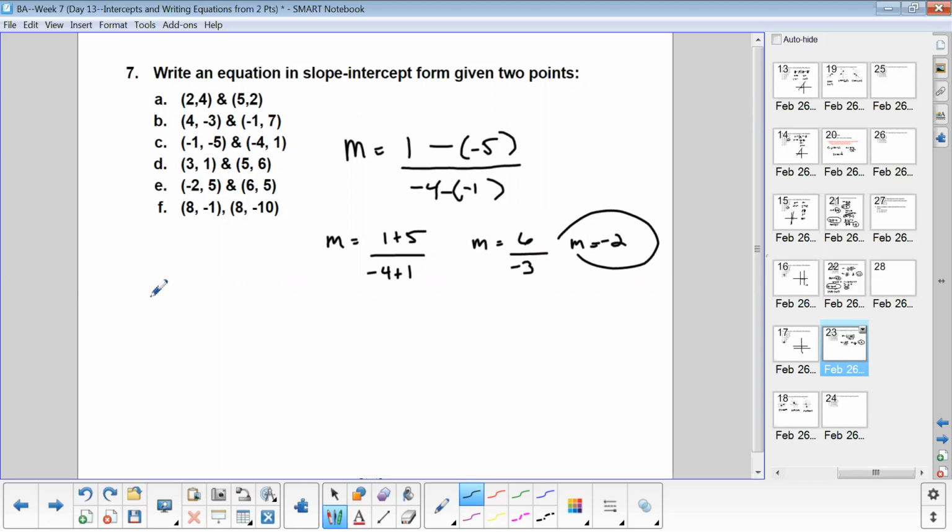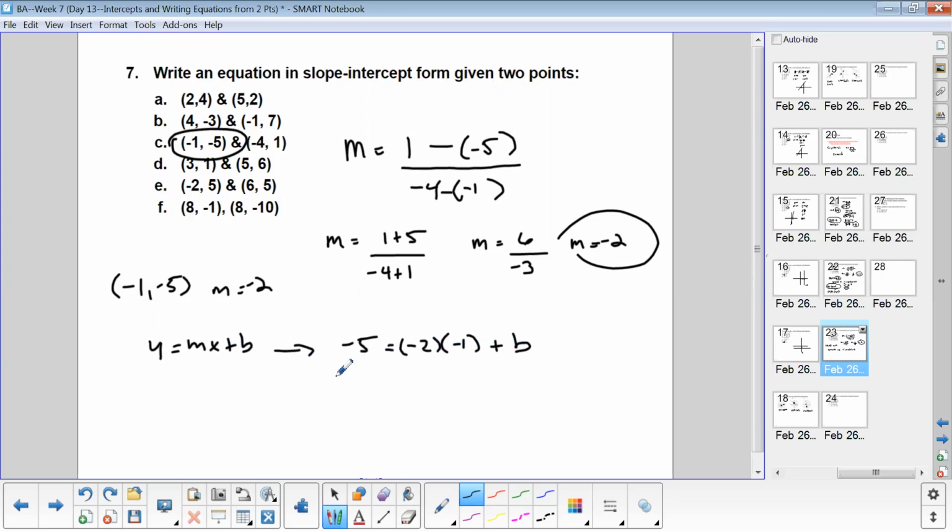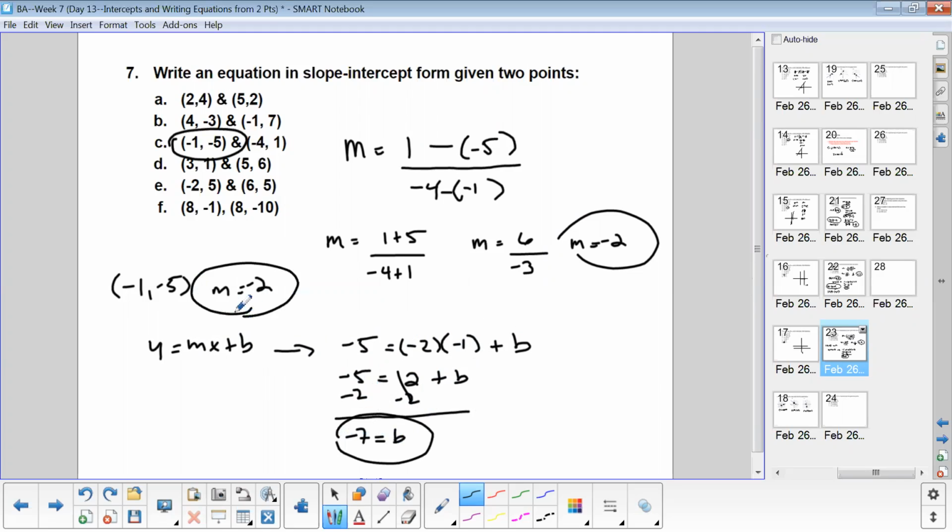And so I've got the two ordered pairs, and I'll just choose this one here. So -1, -5 with my slope of -2. So y equals mx plus b, and I'm going to substitute in. So -5 is my y, -2 is my slope, -1 is my x, and I'm looking for the intercept. So -5 equals negative times negative is a positive 2. So I'm going to subtract 2. And so I get -7 is equal to b. So there's my intercept, there's my slope.